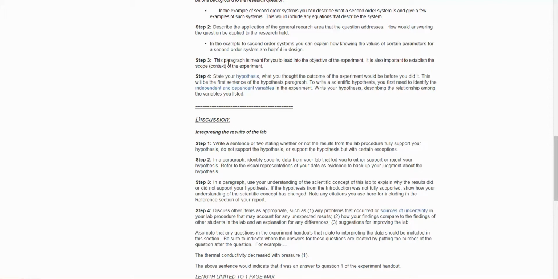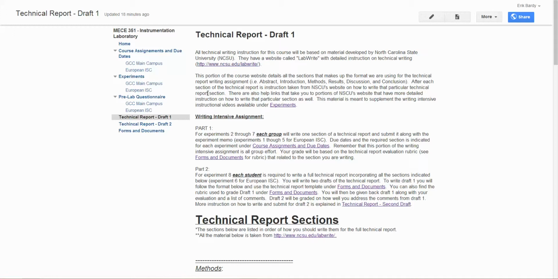Step 3 is a paragraph which is meant for you to lead into the objective of the experiment. And it is also important to establish the scope or the context of the experiment. And then step 4 is to state your hypothesis. Okay. Once you write up your intro, you can go over to Technical Report Draft 2.